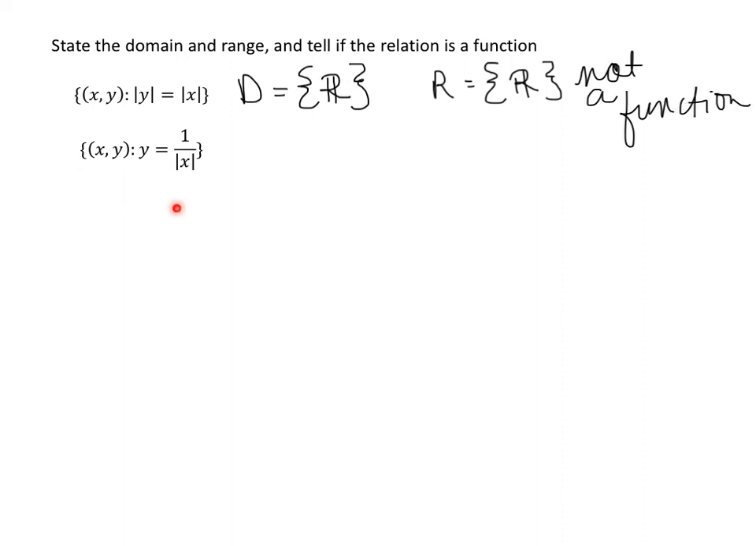Let's try the next problem. What values am I allowed to put in for x? Well, it's a fraction, so I'm actually restricted on my values for x. And the truth is, the only number that you cannot have in the denominator of a fraction is 0. So here you would say, well, x cannot equal 0.